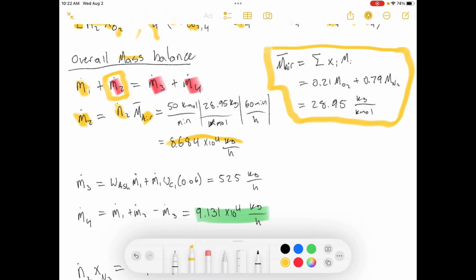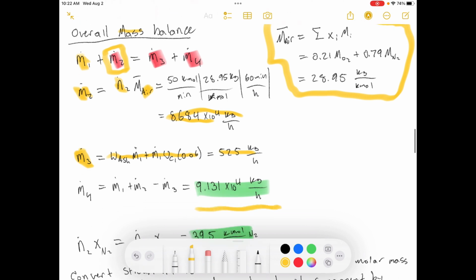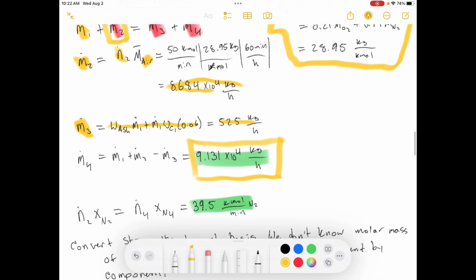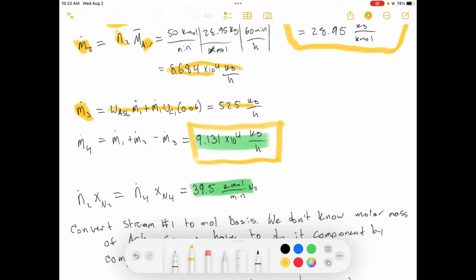For M3, they gave us this process specification, right? So based on how much mass is going in, the mass flow rate, we can calculate what the mass of stream 3 is. Okay, that's great. So now we have the mass of stream 3 and the mass of the air going in. So if we know M1, M2, and M3, we can calculate what M4 is. Great, we are one step closer to getting our molar flow rate of the stack, because now we have our mass flow rate of the stack.